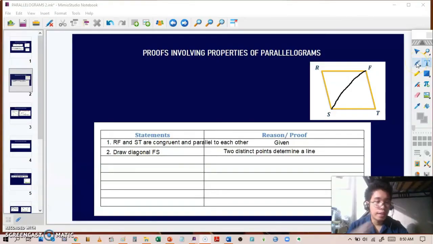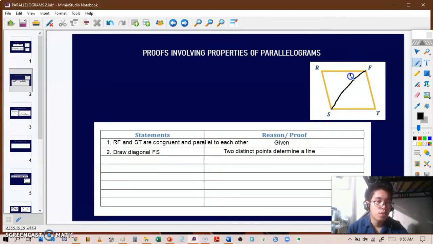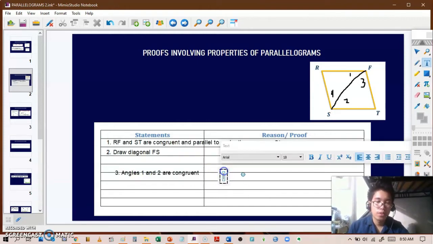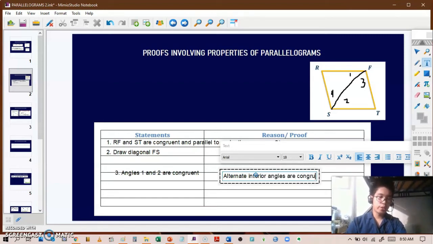After drawing a diagonal on this parallelogram RFTS, we have drawn a diagonal FS, and we can name some angles here: angle 1, angle 2, angle 3, and angle 4. On our third statement, we can state that angles 1 and 2 are congruent. The reason for that is alternate interior angles are congruent.